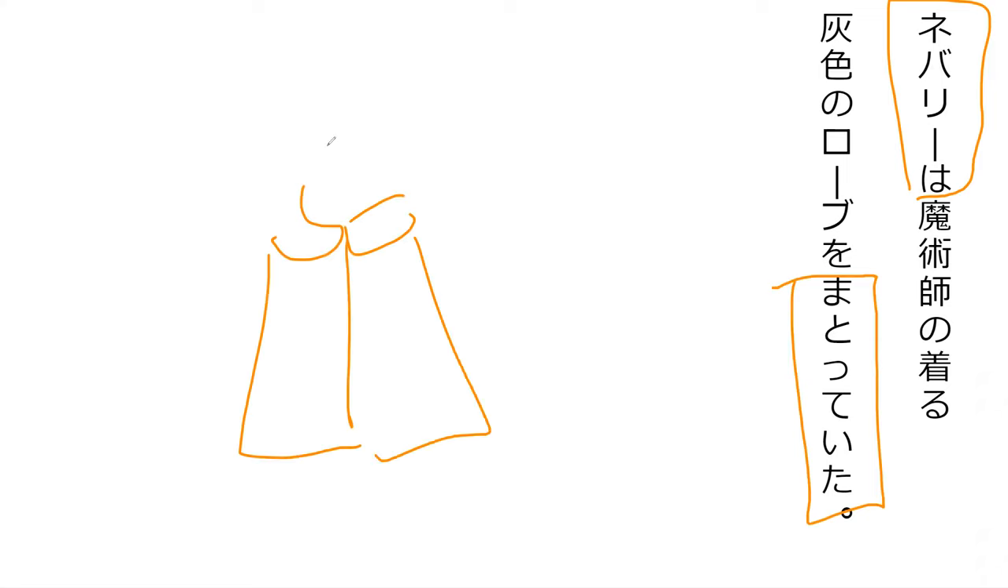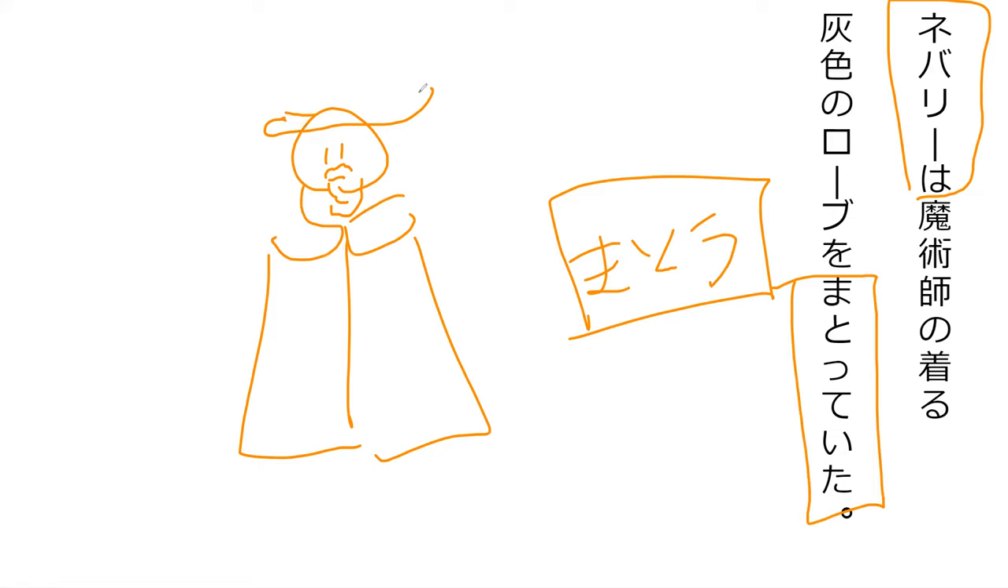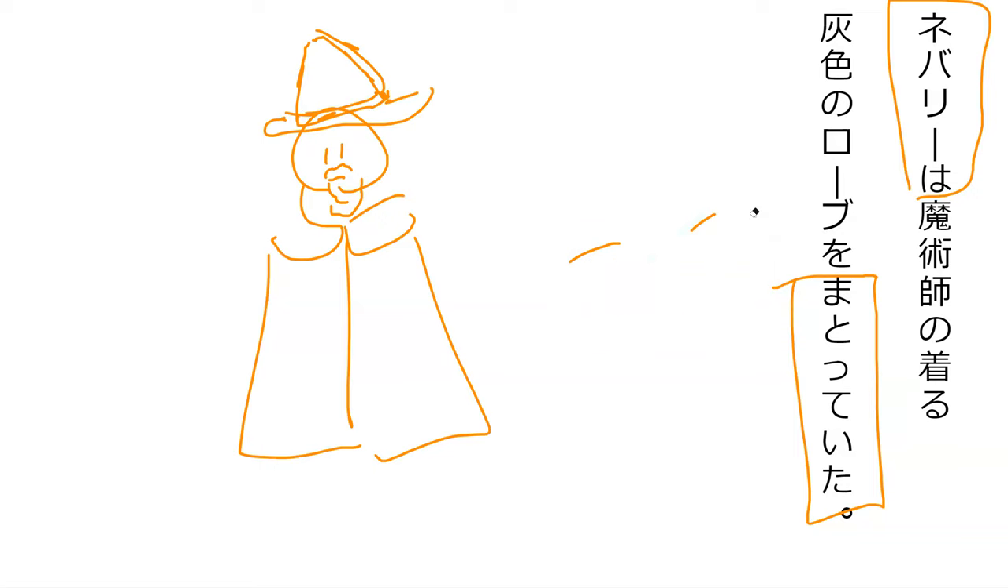Haiiro no robu o matotte ita. What is the matotte ita? It means to be wearing something, specifically a cloak-like item. Matotteita. I'm guessing it's like matou. Mato. Ah, to wear a cape-like item. So that's why it's being used with robu.